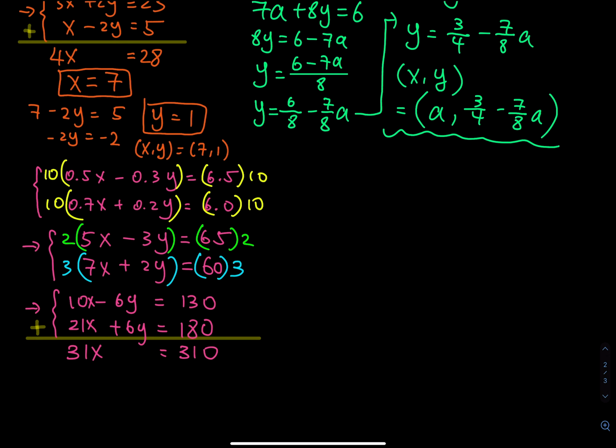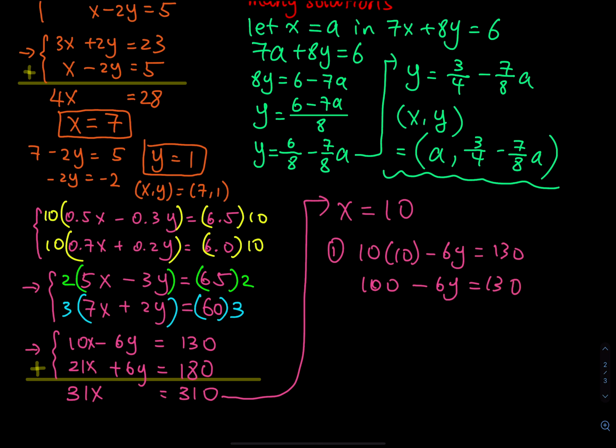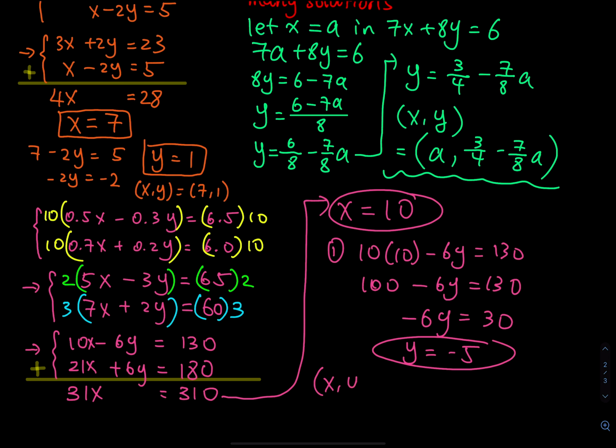Okay, the numbers are nice. So at the end of the day, x is equal to 10. So when x is equal to 10, which one should I choose? Let's put it into the first one. 10 times 10 minus 6y equals 130. So you have 100 minus 6y equals 130. Subtract both sides by 100, you will have 30, and then y is equal to negative 5. So y is equal to negative 5, and this is my other solution. So you have an ordered pair x comma y, that is 10 comma negative 5.